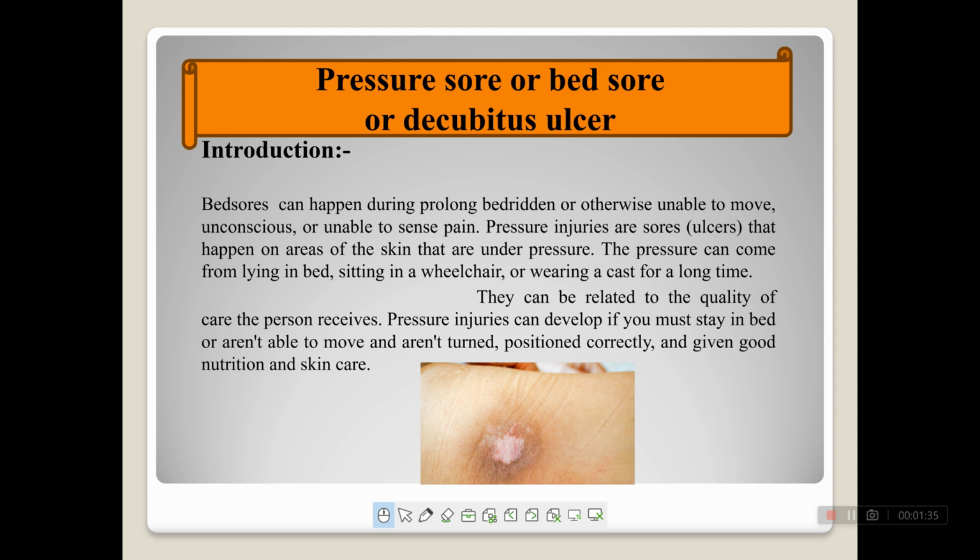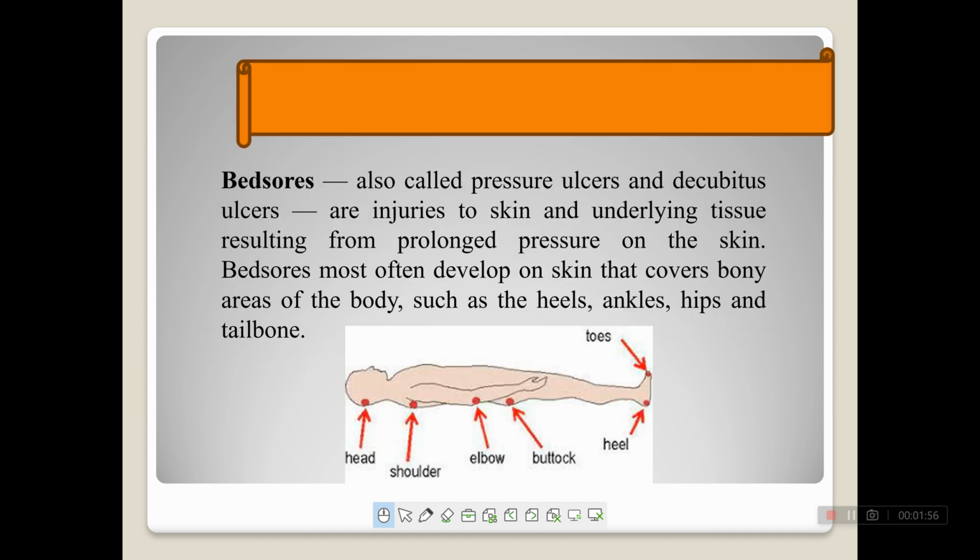Pressure injuries can develop if you must stay in a bed for a long time and you are not turned. So this is also a very important factor. As you can see in the diagram, this is an example of a stage 1 bed sore. Then we move to the definition.